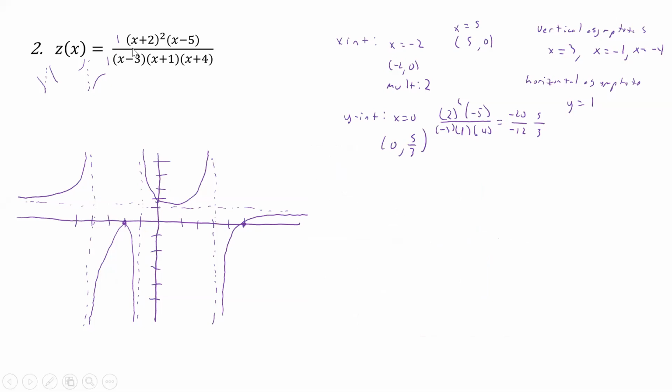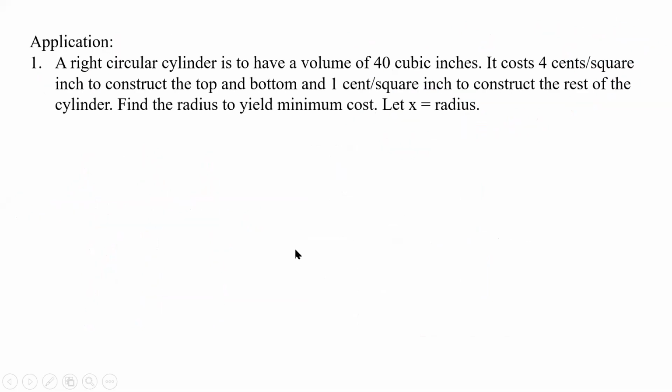So let's do one last one. Let's do an application and then we'll be done here. So it has a right circular cylinder to have a volume of 40 cubic inches. It costs 4 cents per square inch to construct the top and bottom, 1 cent per square inch to construct the rest of the cylinder. Find the radius to yield the minimum cost. Let x equal the radius.